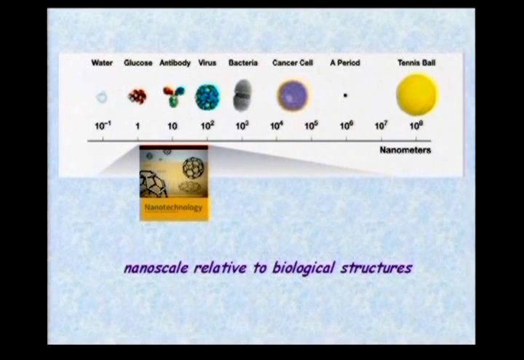This is just a size scale, a logarithmic size scale going from a tennis ball down to a single molecule of water. And in the nanoscale, we're really talking about structures that are between the size of a modest molecule and about the size of a virus, 2 or 3 orders of magnitude smaller than a cell. So when you think about nanotechnology and particularly nanoparticles, you have to think these are extremely small objects, even on the scale of a cell.